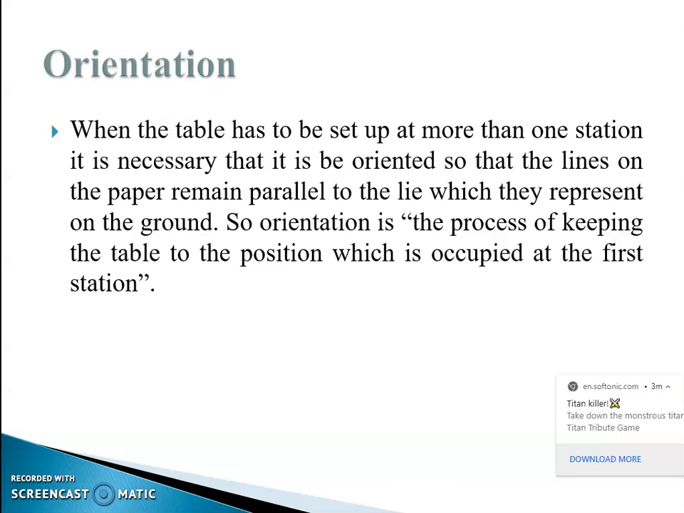Now the next one is the orientation. When the table has to be set up at more than one station, it is necessary that the lines on the paper remain parallel to the lines which they represent on the ground. So orientation is the process of keeping the table in the position which it occupied at the first station.